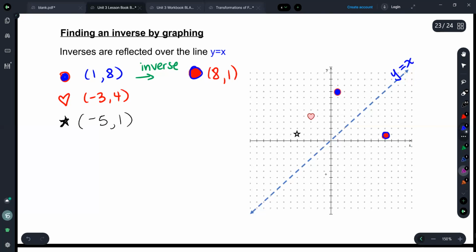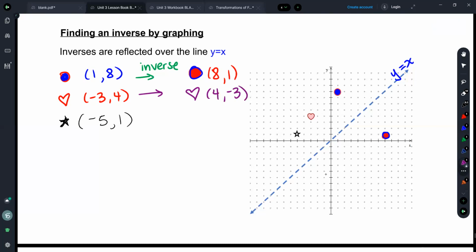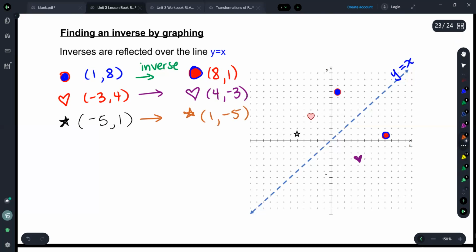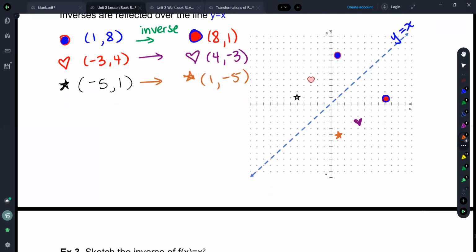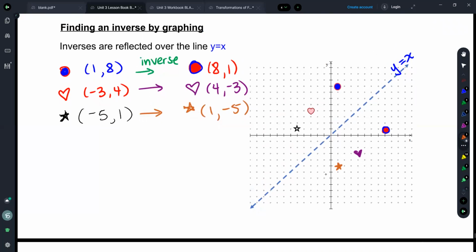And then we're going to have a heart at 4, -3, I should say. So 1, 2, 3, 4, 1, 2, 3. And then we're going to have a star at 1, -5. 1, 2, 3, 4, 5. Here's our star. So basically, we're just swapping the x and y coordinates.